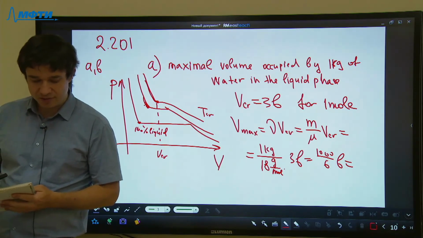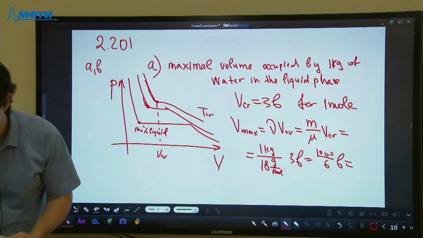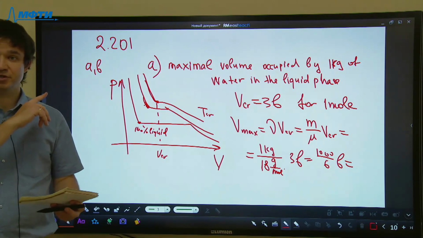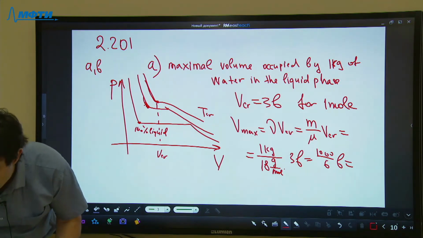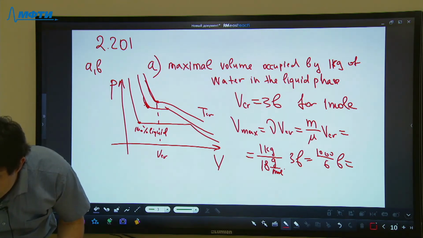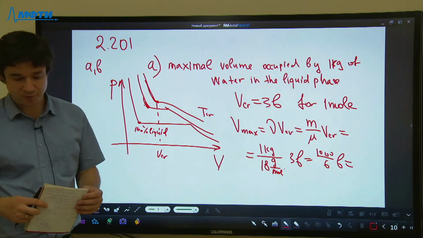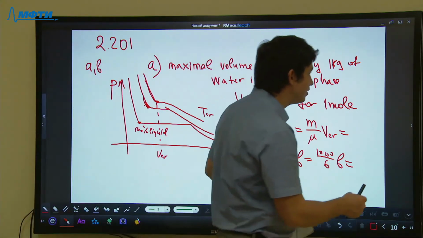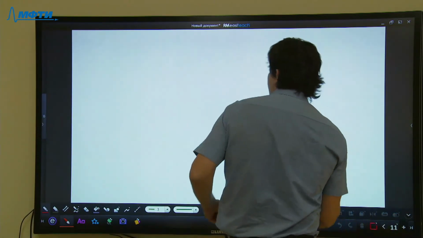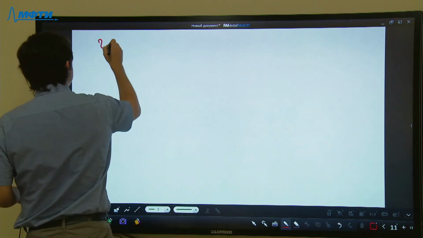Okay, now we go to the next problem. Any questions about this? No. The next problem, 2.60. This is indeed the last one, so I think after that you can go home. 2.60.